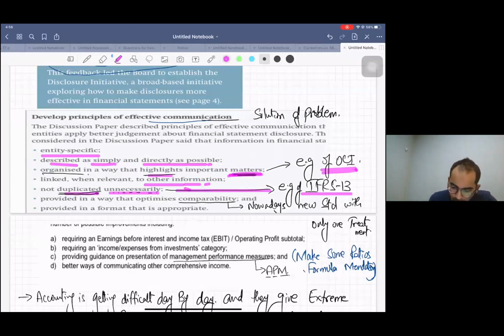Now, provided in a way that optimizes comparability. Yes. Comparability is a very important thing. And just to improve this comparability, if you see new accounting standards, normally they are giving a single treatment. In the past, there were many accounting standards with optional treatment like IAS 16. In IAS 16, you have two models, cost model and revaluation model, and you have a choice to opt one of them. But if you see the latest accounting standards, they emphasize more towards fair value.